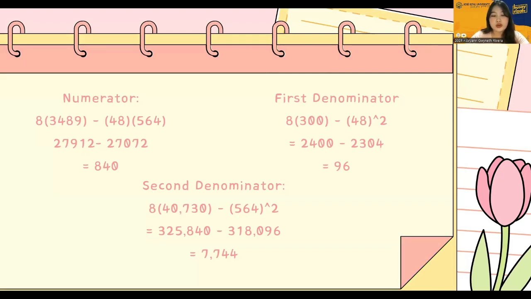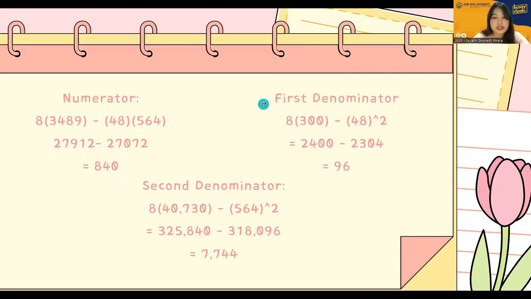In order to compute it, we first need to compute 8 times 3,489 minus 48 times 564. So 48 times 564 is 27,072. Next is 8 times 3,489, which equals 27,912. So 27,912 minus 27,072 is equal to 840.